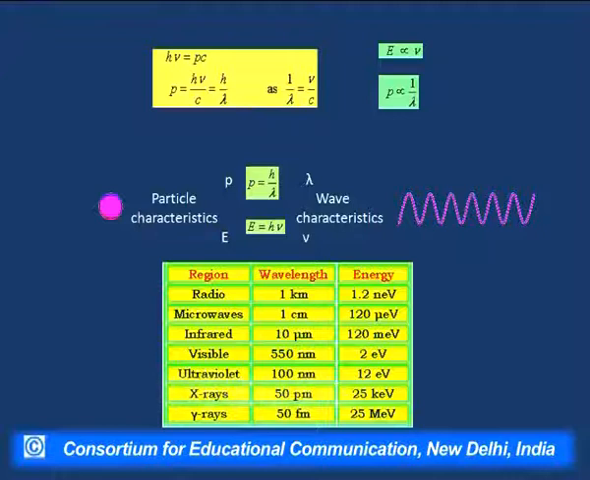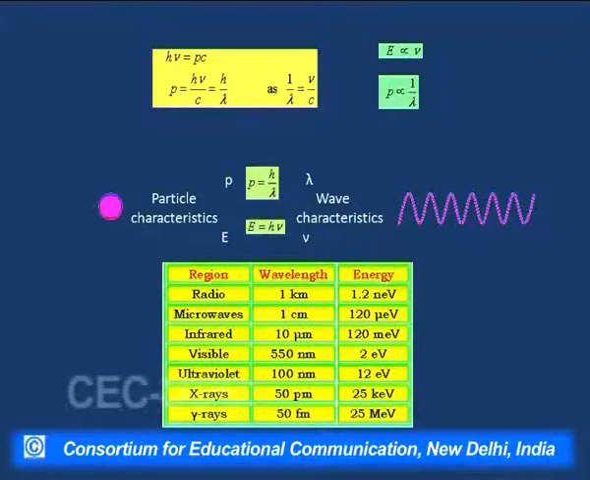Now, on one hand we can see a particle, and on the other hand we can see a wave. The characteristics of a particle are energy and momentum. If we have a particle, there is an energy of the particle and a momentum if it is moving. To a wave we assign wavelength and frequency. So, for the electromagnetic spectrum, these are the typical wavelengths.